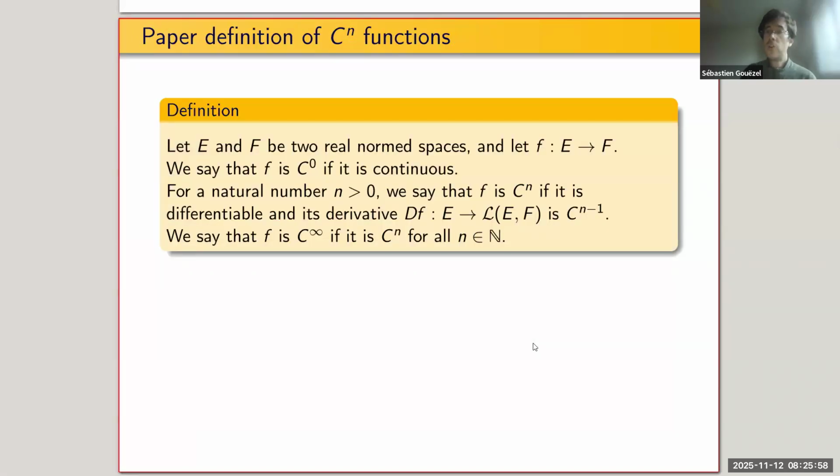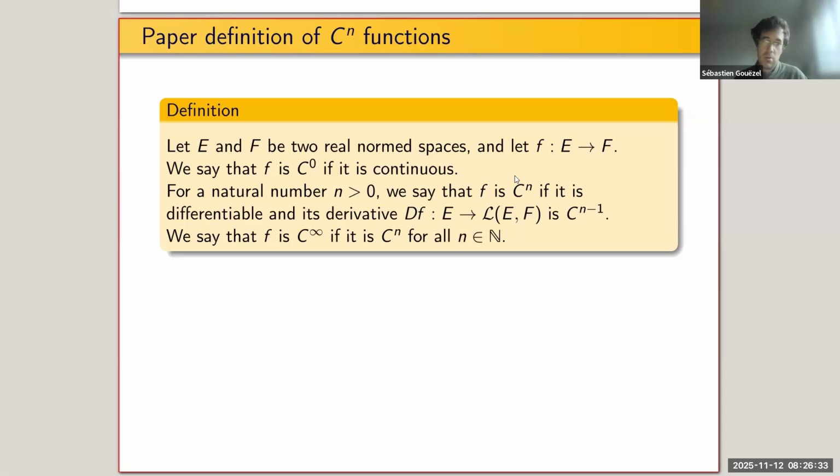So now I want to go to higher smoothness. I take two real normed spaces E and F, and I consider some function f from E to F. And I want to define what a Cn function is. For n equal to 0, we know what this is, it's just continuity. f is C0 if it's continuous. And for a positive number n, we will say that f is Cn if the function is differentiable, what I defined on the previous slide.